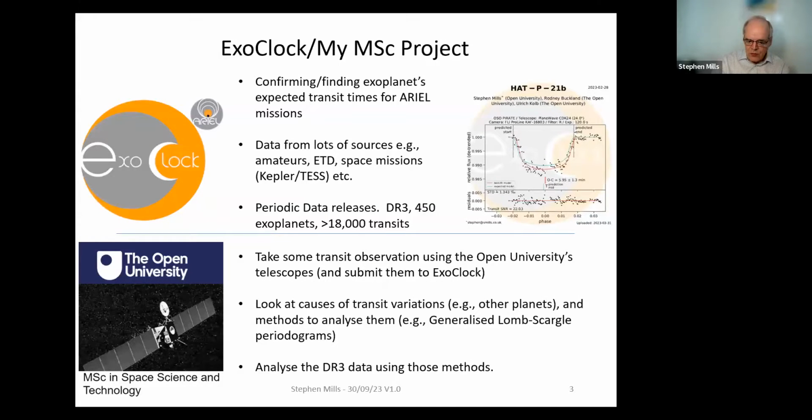Then looking at the causes of transit variations, such as other planets, and I think Roger and Rodney gave you a summary of most of those this morning. And then I looked at methods to analyze the data on transit variations, mainly the generalized Lomb-Scargle periodogram, although there are other things as well. And then I analyzed the DR3 data using those methods.